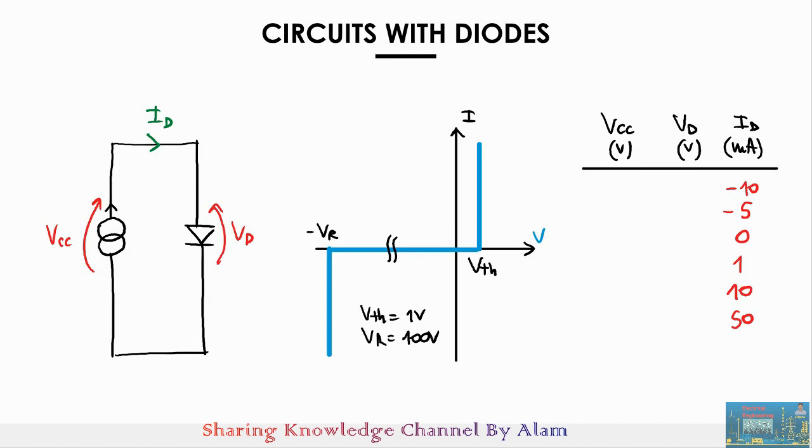This time, the current is the input of the exercise, so I indicated here different values of the ID current, the current in the diode. I changed the unit of measurement to milliamp, which is more realistic. The other thing that we don't have to worry about is VCC, which is how I call the voltage across the current source, because as we already saw in a previous lesson, it's the same as VD, so we don't need to calculate it, so we can just write equal to VD. That's it.